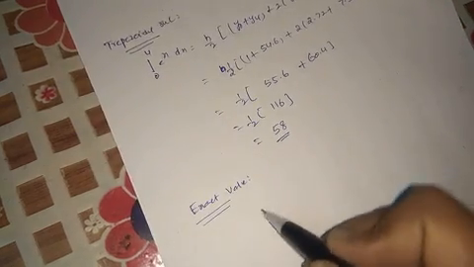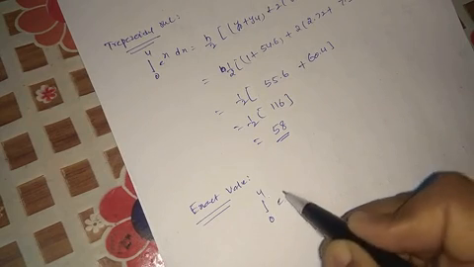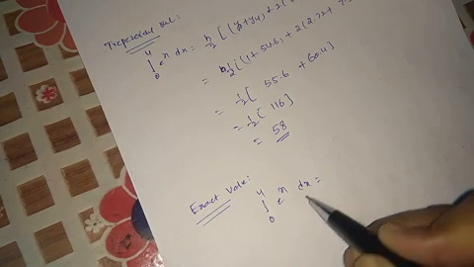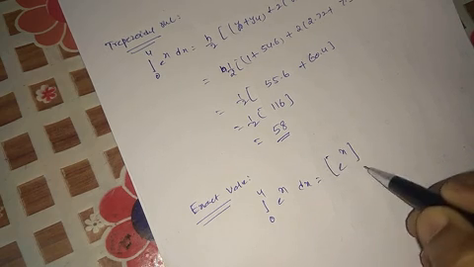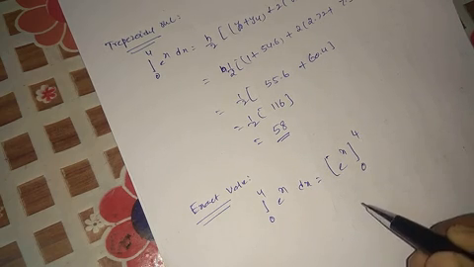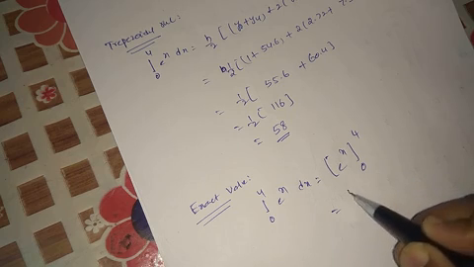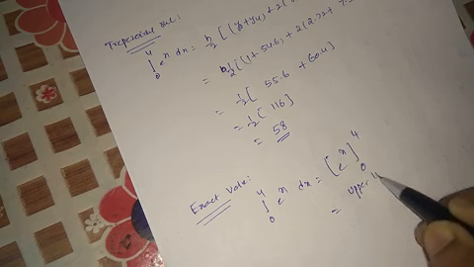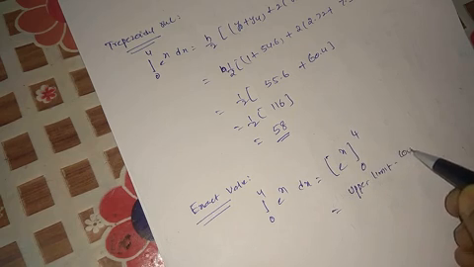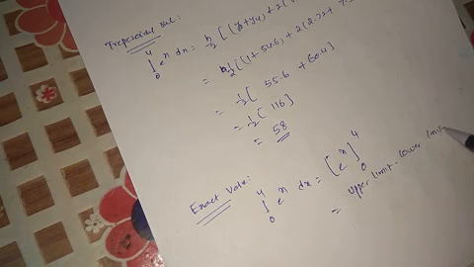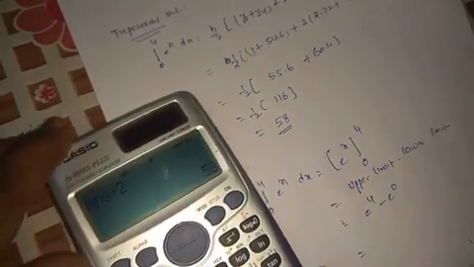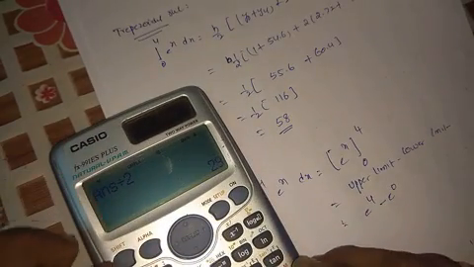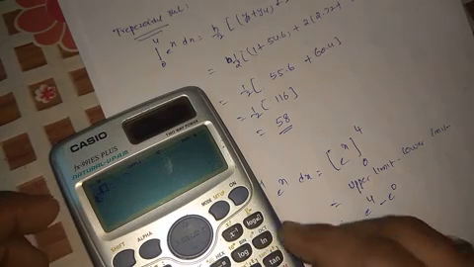What is that exact value? Integral from 0 to 4 e power x into dx. What is the formula for e power x? Integration of e power x is e power x, and we write the limits, upper limit minus lower limit. So that is e power 4 minus e power 0. We find that e power 4 value. How to find that e power 4? E power 4 is shift log.